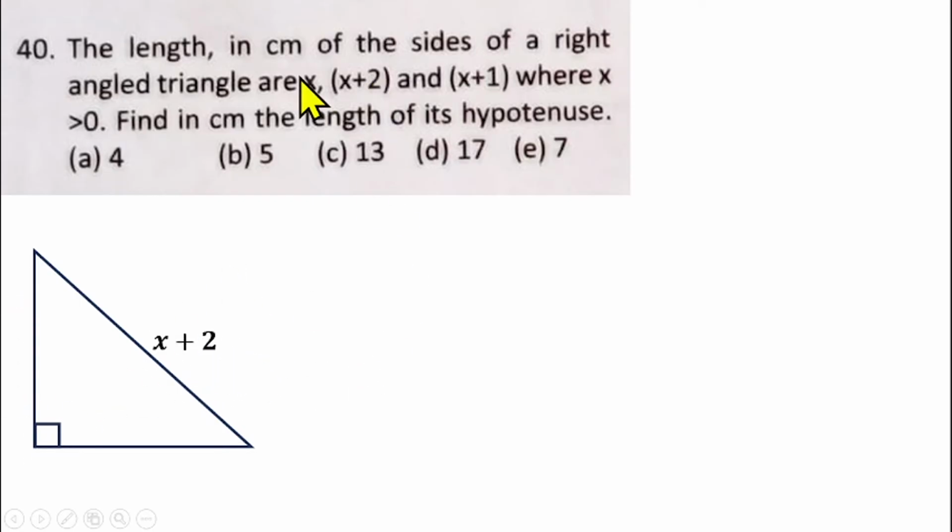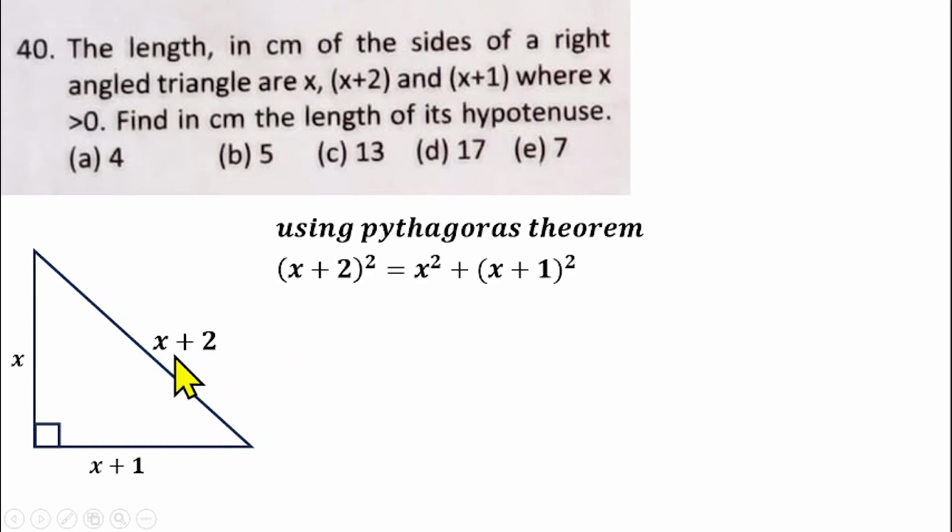You can put this and this one anywhere, whether you want to put it here or here. That does not change anything. So our s plus 1 is here, then s is here. The only thing you need to get right is where the hypotenuse is going to be. Then to find our s, we need to use Pythagoras theorem here. So we have s plus 2 squared equals s squared plus s plus 1 squared.